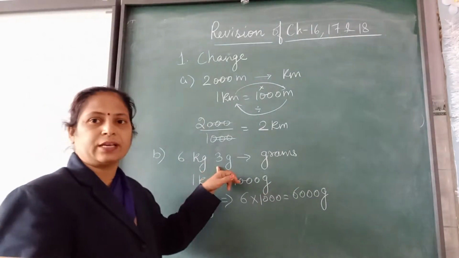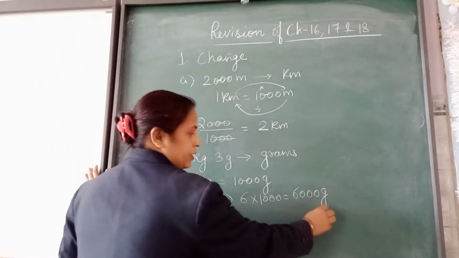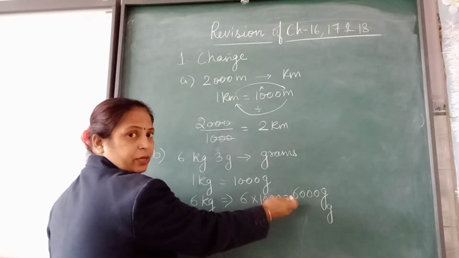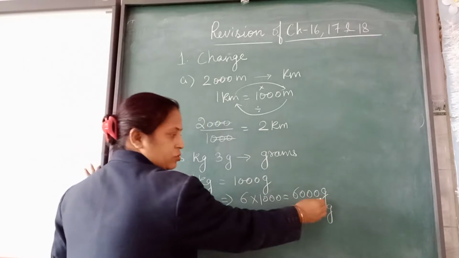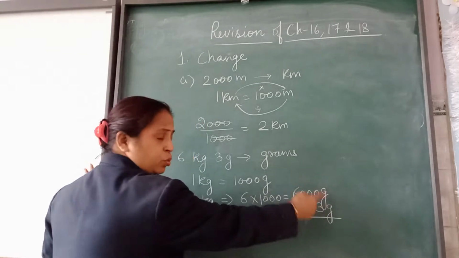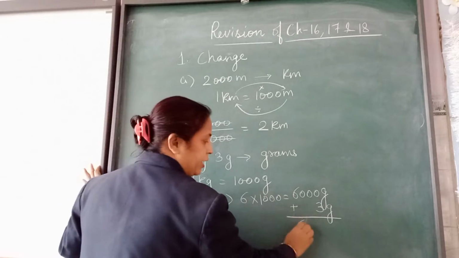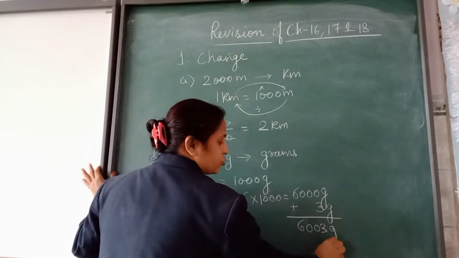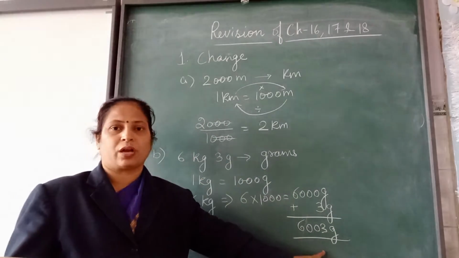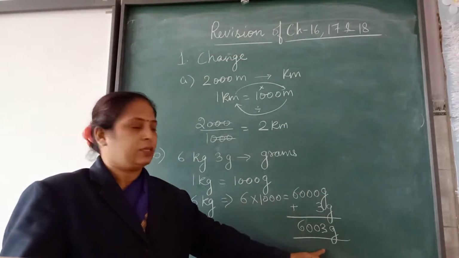Now, the part which is already in grams, you will add here, and start adding from the right hand side. Otherwise, if you start adding from the left, that will give you the wrong answer. So start from here, 3 grams. Add it, both the units are the same. Now when you add, you will get the answer 6003 grams. So we have changed 6 kg 3 grams into grams. We have got 6003 grams.